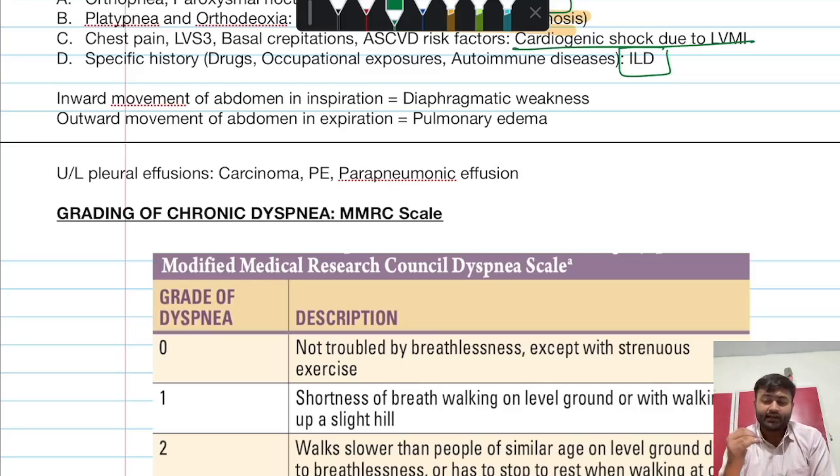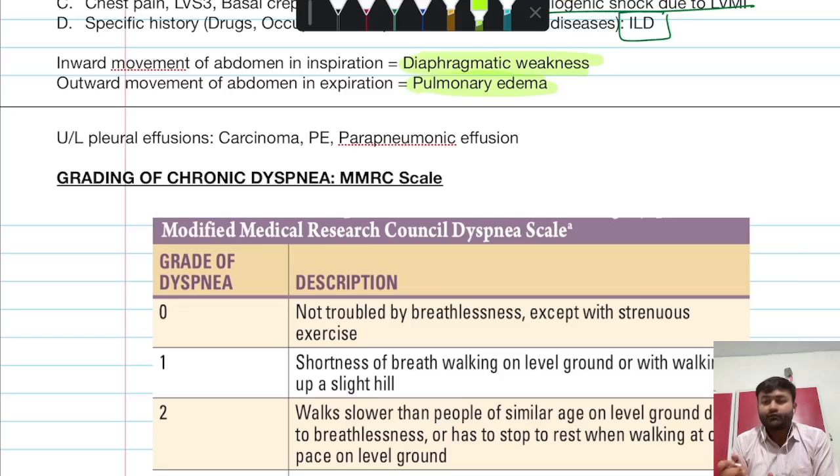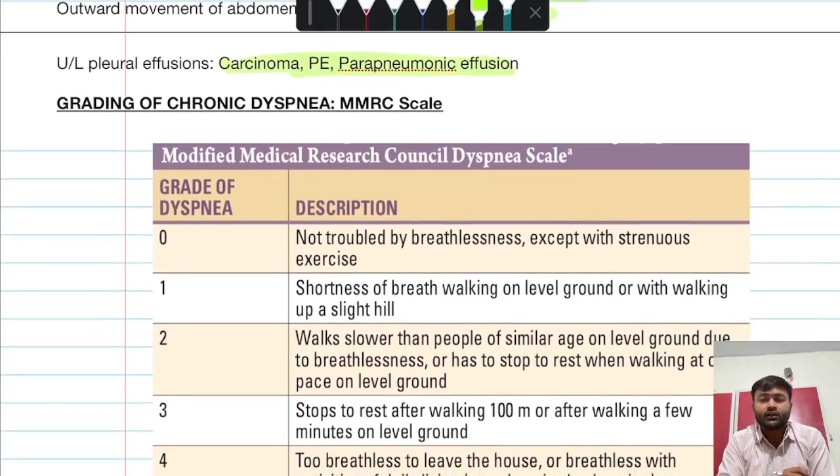Important examination findings can include the inward movement of abdomen in inspiration. In inspiration, generally abdomen will move out. If it moves in, you should think of diaphragmatic weakness. Whereas if there is outward motion of the abdomen during expiration, normally it has to move in. If it moves out, then you should think of pulmonary edema as a potential etiology. Unilateral pleural effusions can be seen in cancers. It can be seen in pulmonary embolism. It can also be seen in parapneumonic effusion.